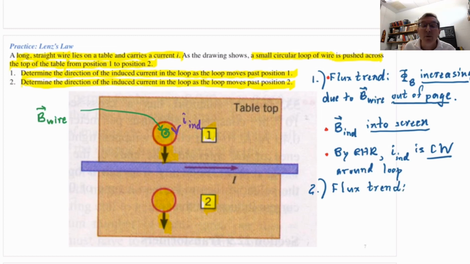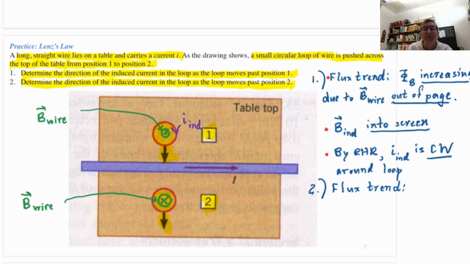All right, let's talk our way through the flux trend, and we really can't skip any steps. So now the loop is below the wire, and the current in the wire is going to the right. So that means I know that the magnetic field created by the wire at the location of the loop in part 2 is into the screen. So now I have a B wire through the loop into the screen.